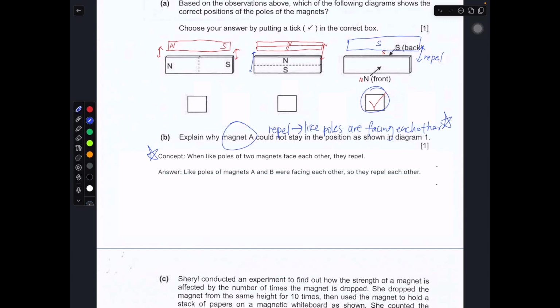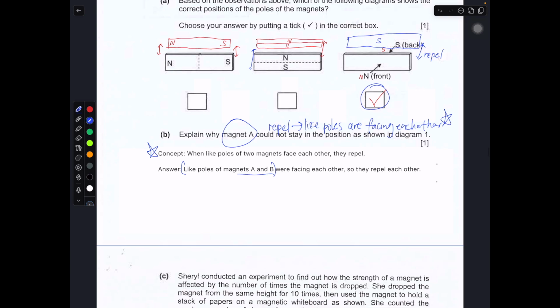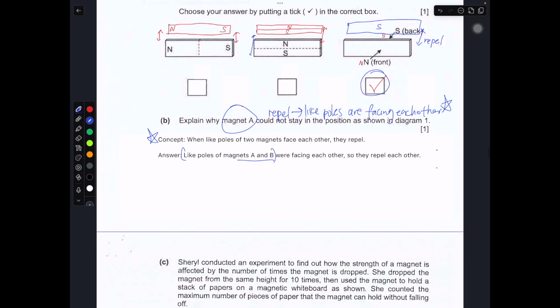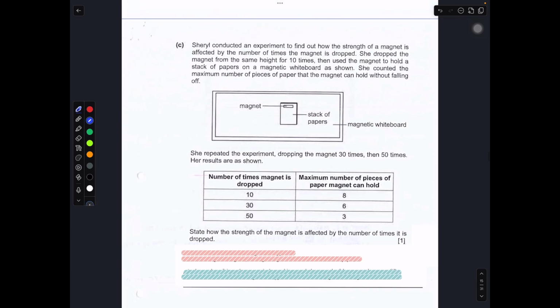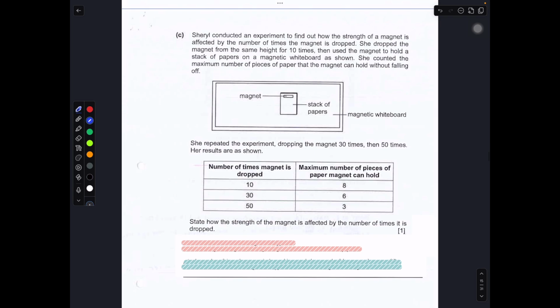So you have to state A and B, because with reference to the question, their like poles are facing each other, so they repel each other. That will be the answer for part B. So let's move on to this part. Sherry conducts an experiment to find out how the strength of the magnet is affected by the number of times the magnet is dropped.